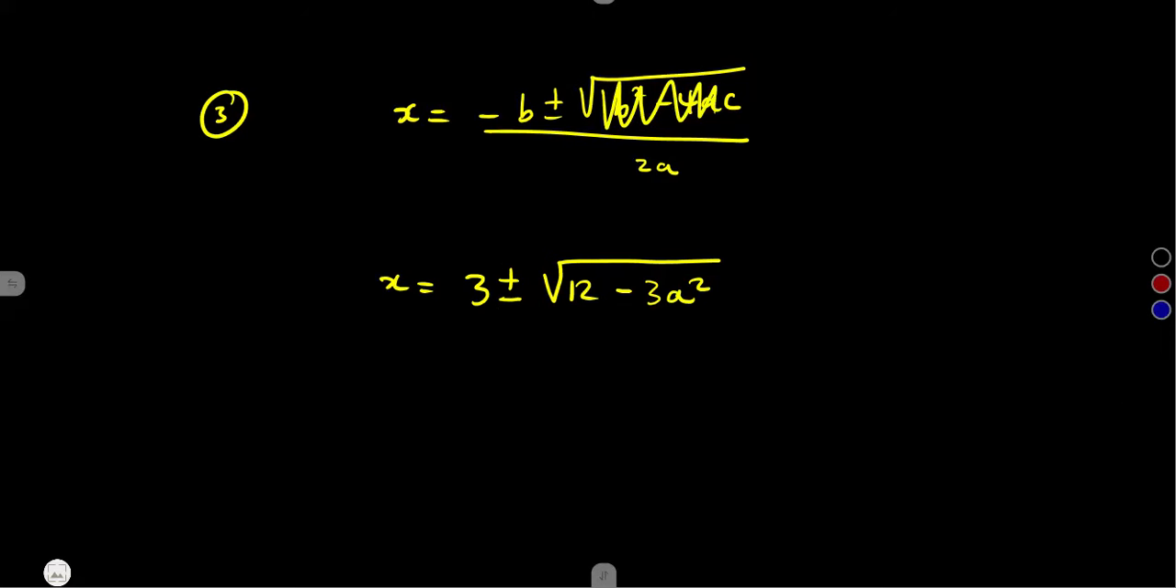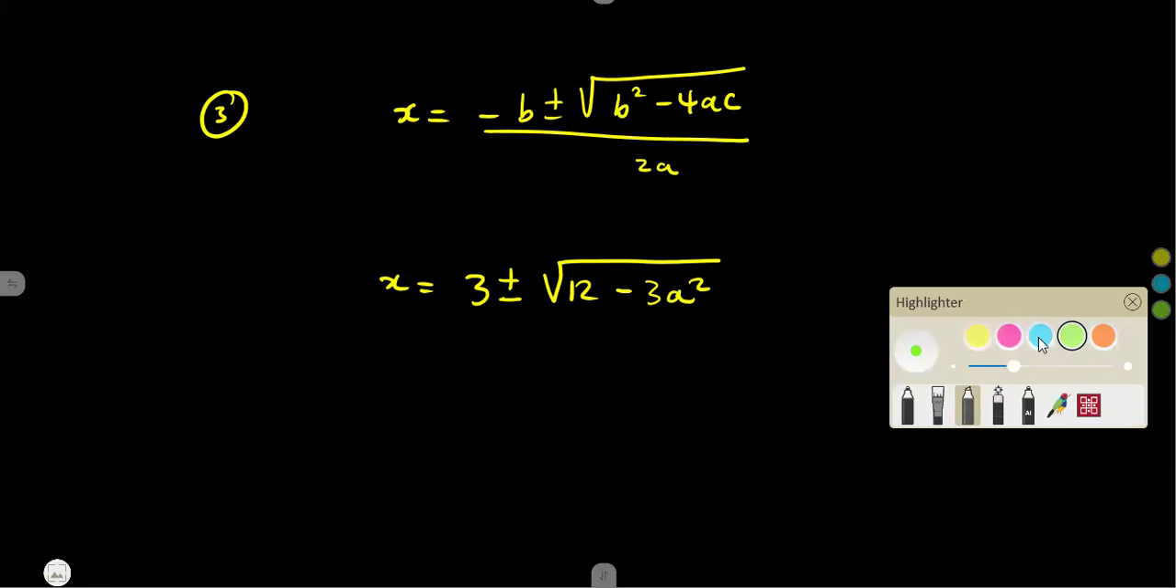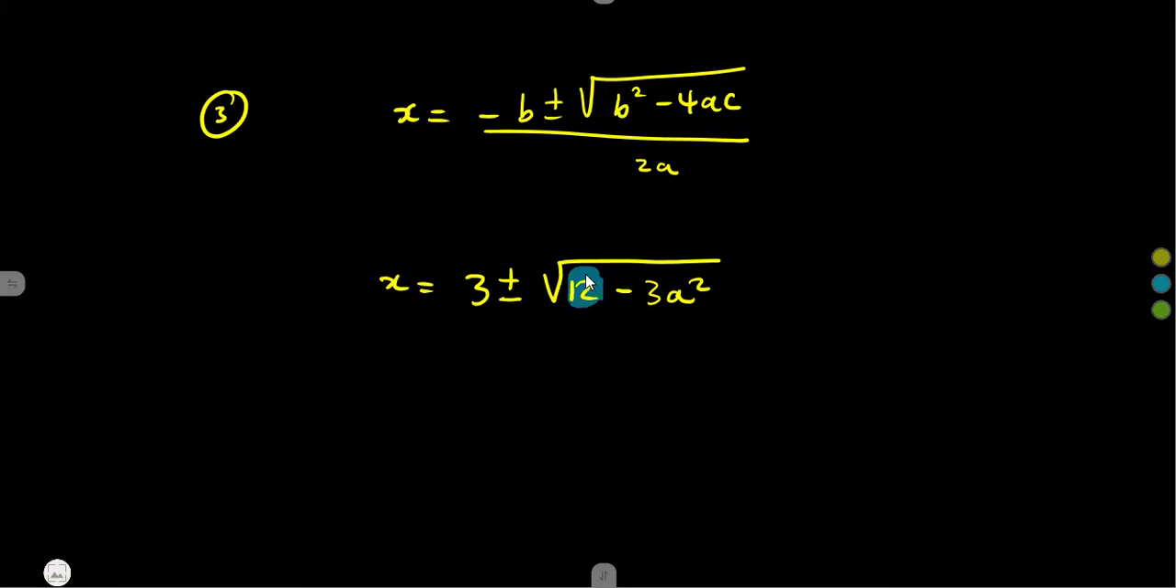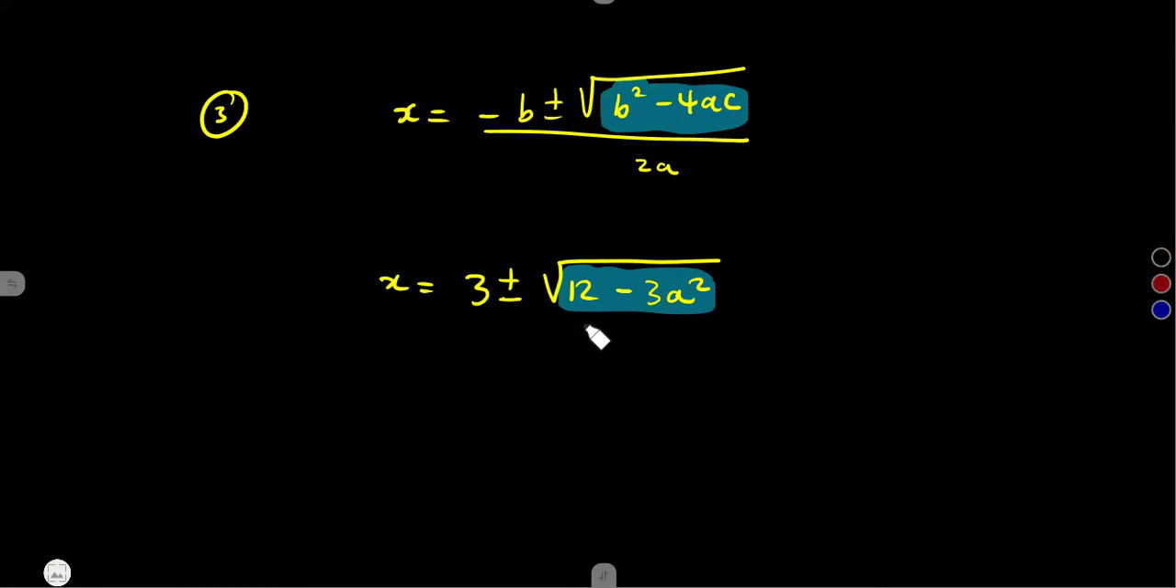Guys, it's an exam, they present the way that they feel like. In your presentation, focus on what? The delta, as long as we are to deal with the roots. This part, the delta, b squared minus 4ac, is the part that is going to answer our question. According to our question, we can see that our delta is 12 minus 3a squared.